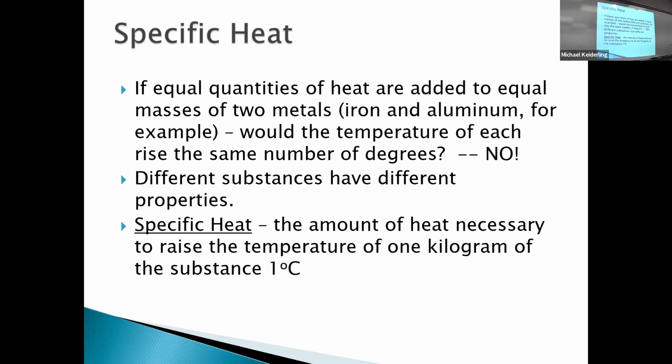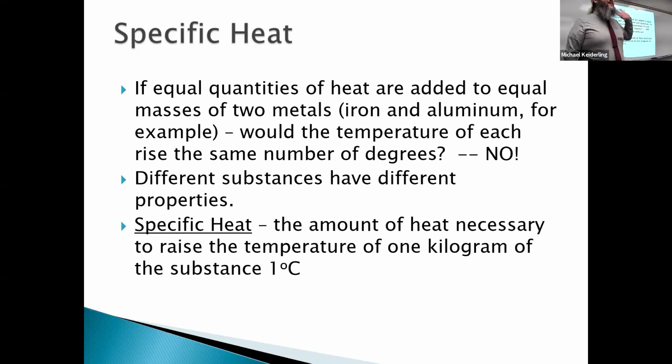So different substances have different properties. The specific heat is a measure of the ability of a material to hold on to heat, or how much heat is required to change a material's temperature. The amount of heat necessary to raise the temperature of 1 kilogram of a substance by 1 degree Celsius is the specific heat. It can also be 1 gram by 1 degree Celsius.